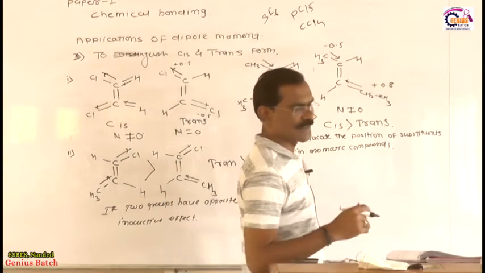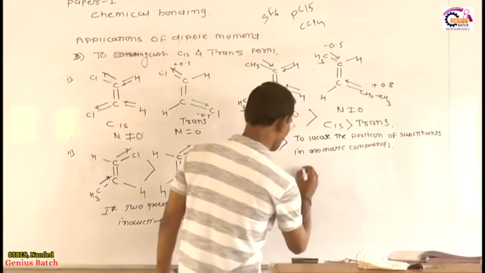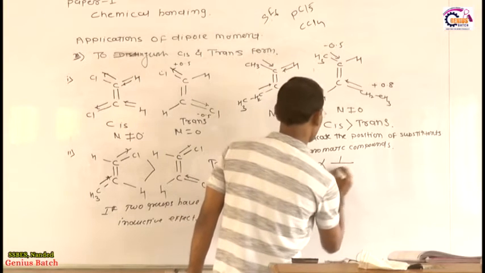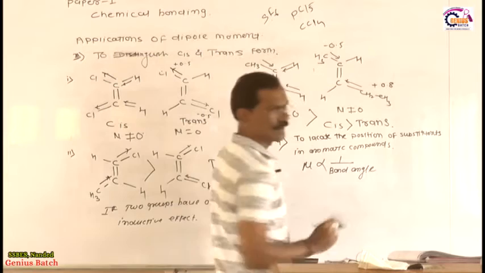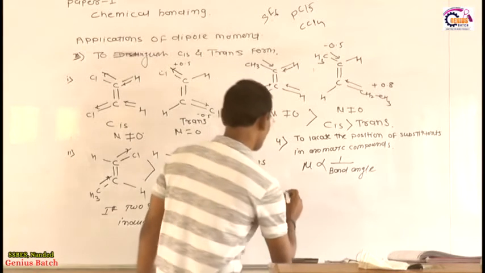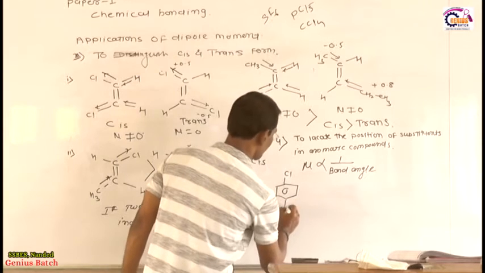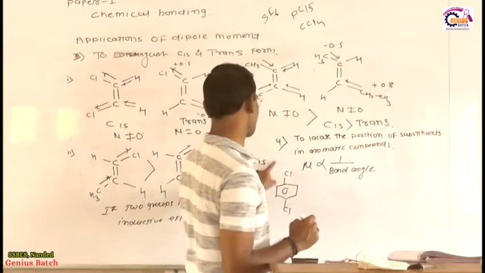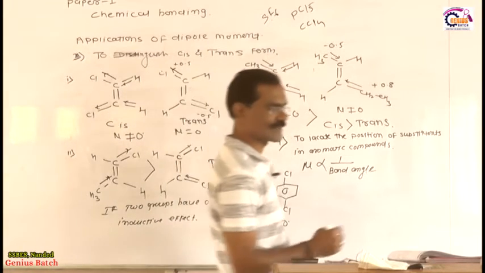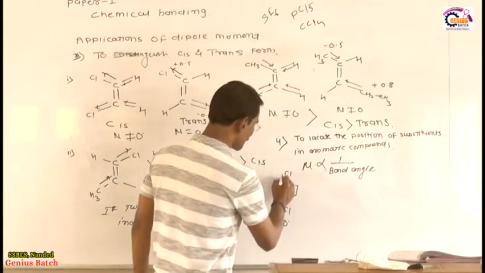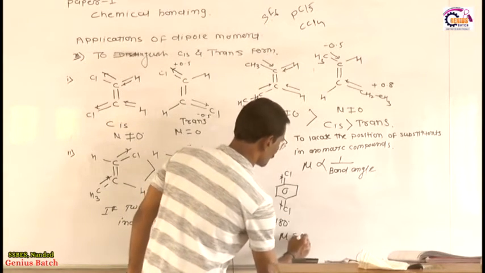Now dear student, if the same substituents are present at different positions, mu is always inversely proportional to the bond angle. Inversely proportional to the bond angle means what? Suppose I have this type of molecule with one Cl here and one Cl here, these two Cl exactly on opposite positions, therefore the bond angle is 180. The directions exactly cancel each other, so mu is equal to 0.